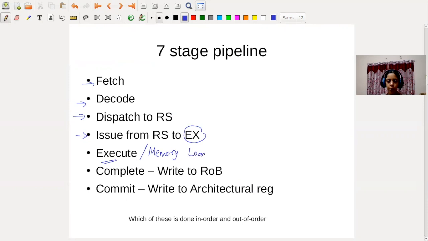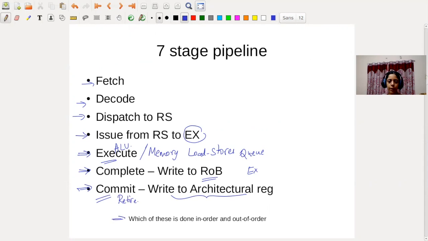So basically the load stores. Load stores are handled slightly differently. They have a queue called the load store queue. So we'll come and discuss that later. So the execute includes not just the ALU functionality, but also the memory operations. Then you have the complete stage wherein the EX has completed and written the results to the ROB or the reorder buffer. And finally, the results are written from the reorder buffer to the architectural register file, and that's called the commit stage. Some books also call it the retire stage.